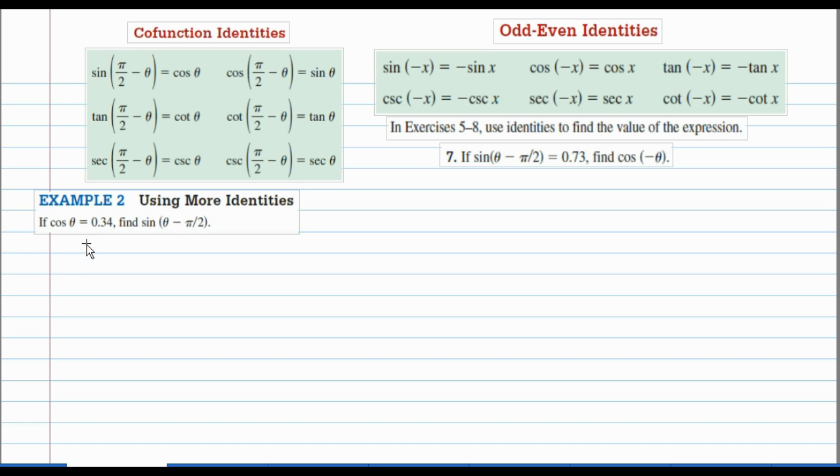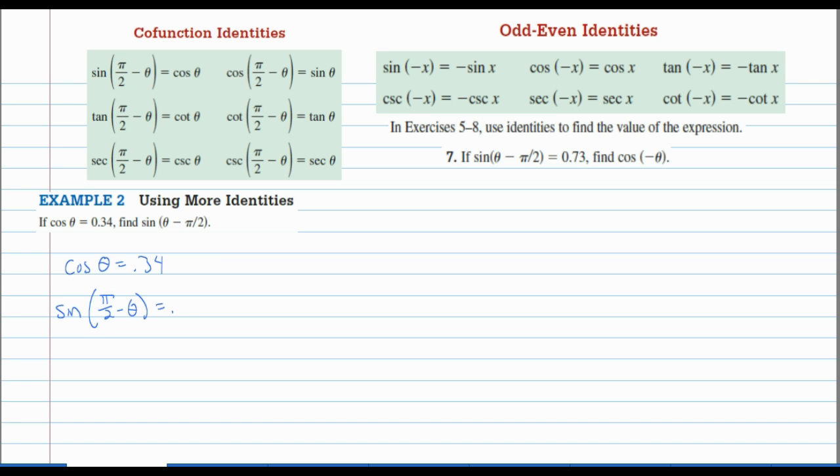Example 2 gives us the cosine of theta equals 0.34, and we're supposed to find the sine of theta minus pi over 2. So I'm going to start out with the cosine of theta equals 0.34, basically what I am given. My goal is to find the sine of theta minus pi over 2. Well, my cofunction identities show me that the cosine of theta is the sine of pi over 2 minus theta. So instead of writing cosine of theta, I'm going to write its equivalent expression, the sine of pi over 2 minus theta equals 0.34. I didn't change the value of either side of this equation. The left side still equals the right side because all I did was rewrite cosine in an equivalent way.